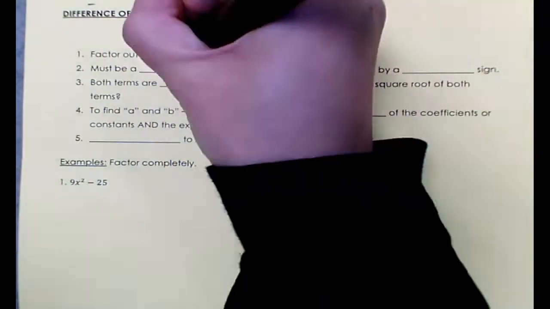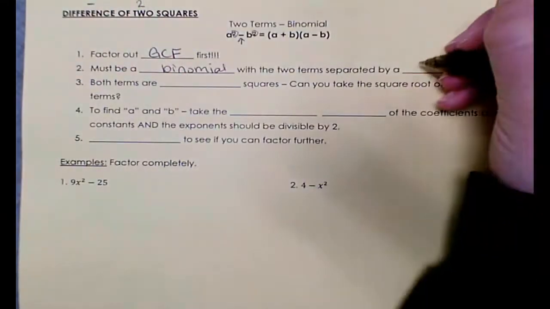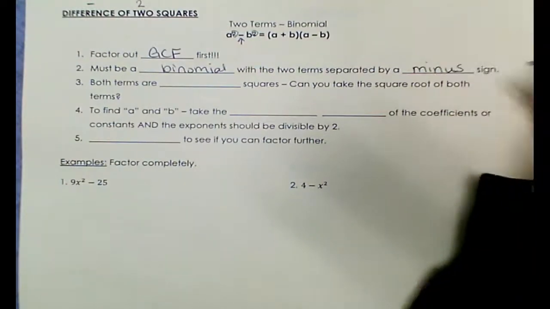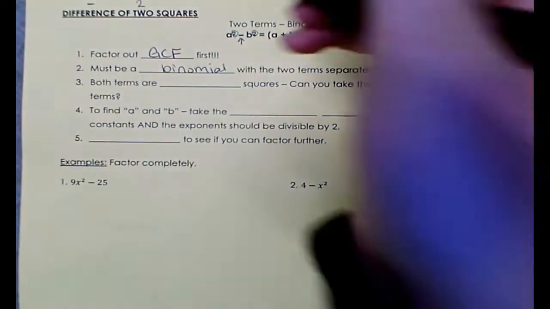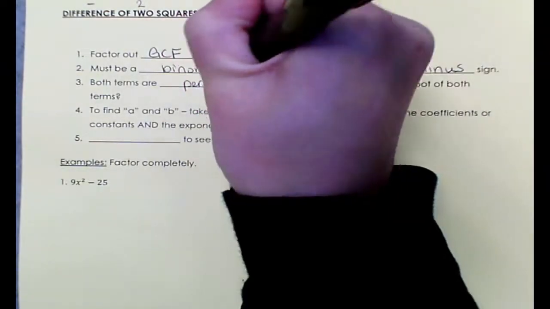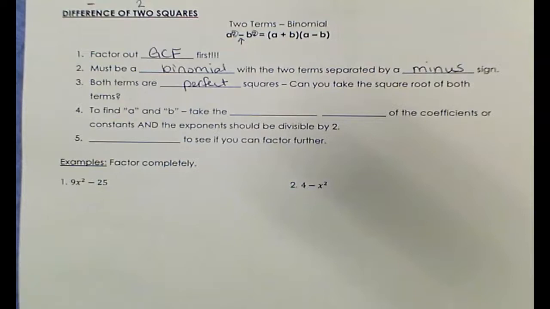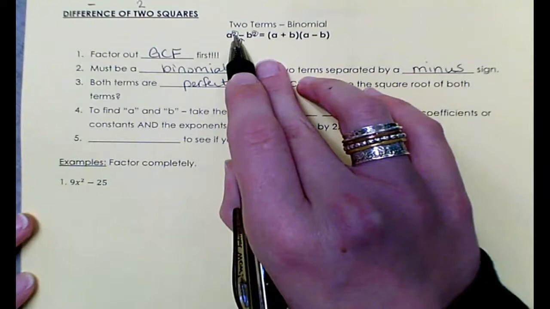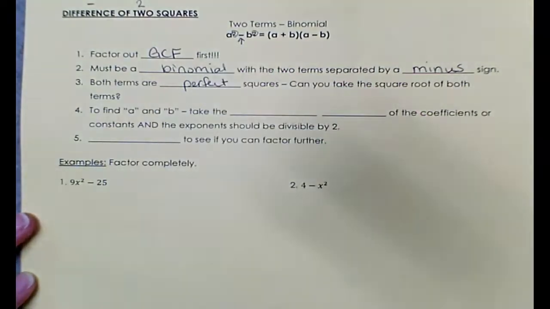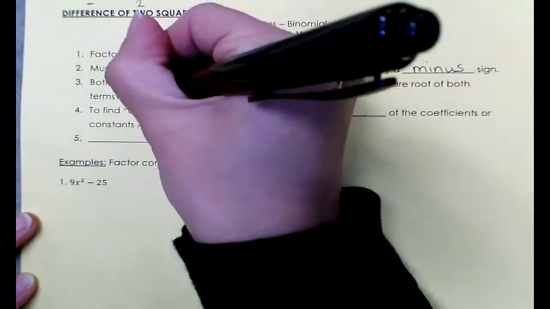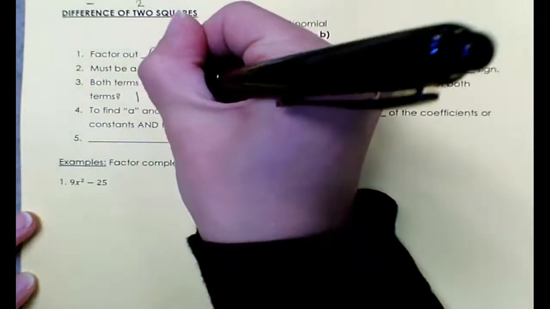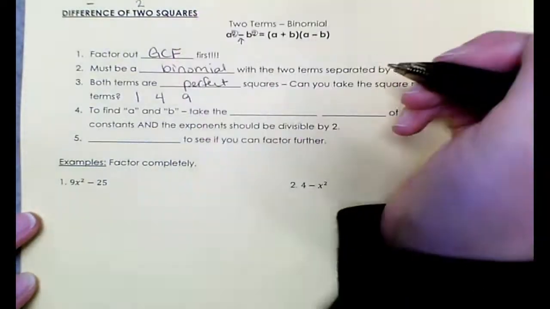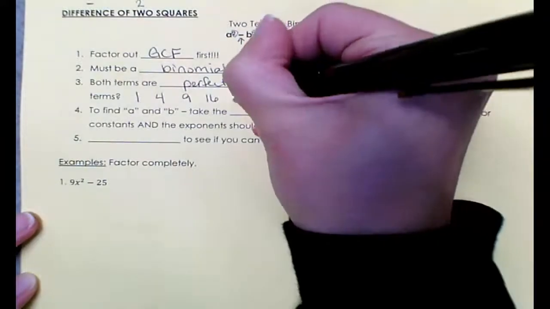The problem, again, must be a binomial with the two terms separated by a minus sign. That's the difference part. Both terms must be perfect squares. So you have to ask yourself, can you take the square root of both terms and get a nice pretty number? The variables with the exponents are easy to determine if they're perfect squares, but the coefficients, you have to know your perfect squares. Perfect squares are numbers like 1 squared, which is 1, and 2 squared, which is 4, and 3 squared, which is 9, and 4 squared, which is 16, and 5 squared, which is 25, and so on.